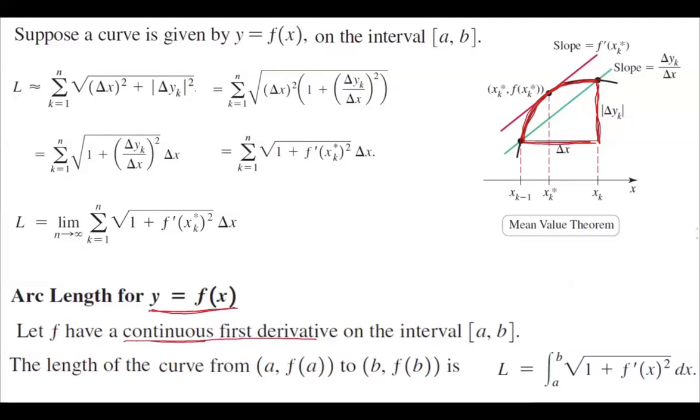And this is the length of the curve between (a, f of a) and (b, f of b). If you decide to write x in terms of y, or x is g of y, then you have to switch everything around, where L is the definite integral from c to d of the square root of 1 plus g prime of y to the second dy. So it depends on how you deal with the function. You isolate y or you isolate x, you're going to apply these formulas.